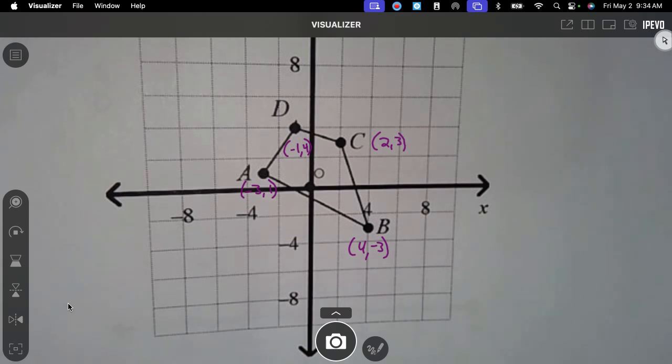3, 4. So now, multiply D by 2. Everything by 2. Every single number by 2. Everything? Uh-huh. I thought you were just going to do D. No, the whole figure has to be dilated. Every single number by 2 that you see up there.